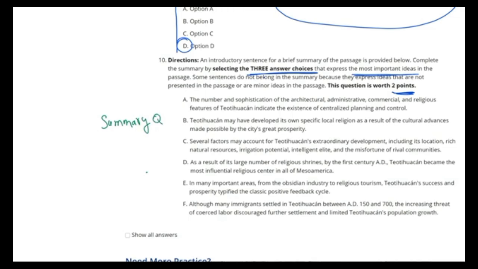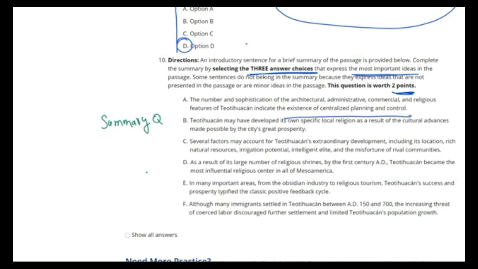It's called like that because you have to summarize the most important ideas. Let's have a look at A. The number and sophistication of the architectural, administrative, commercial and religious features, there are a lot of features here, of Teotihuacan indicate the existence of centralized planning and control.